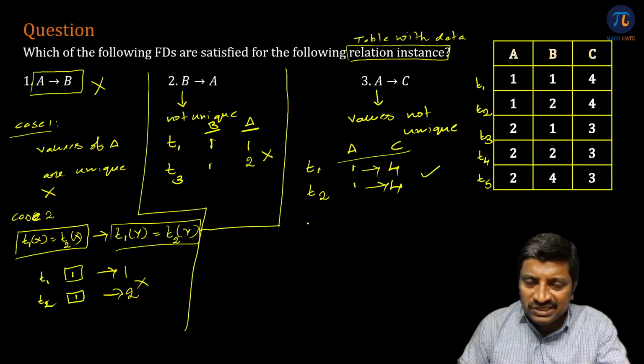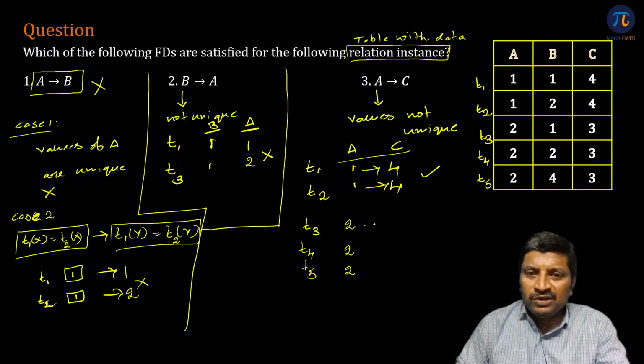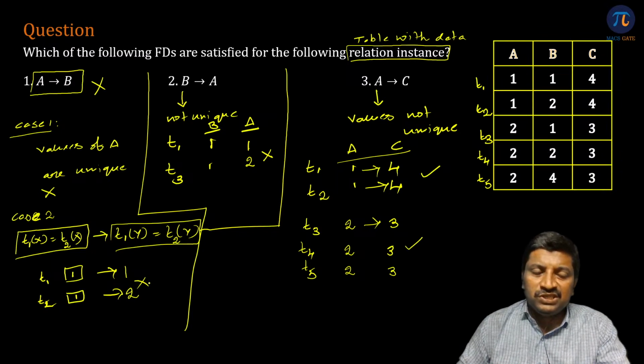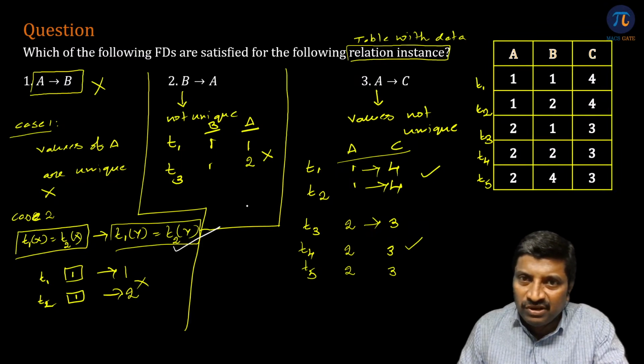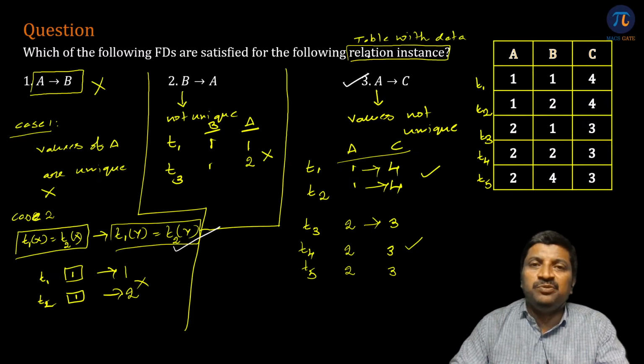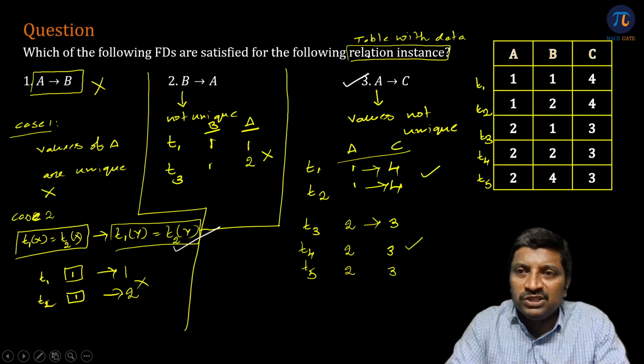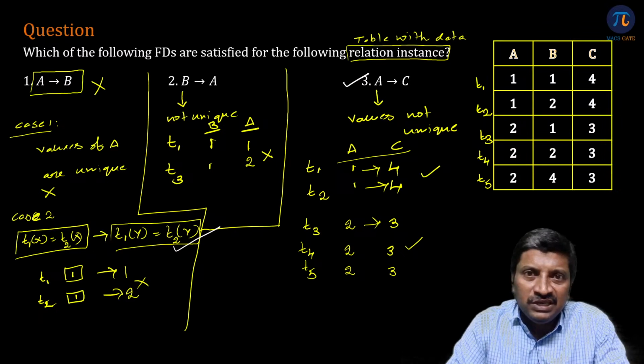So let us consider the second duplicate. I think the third row, fourth row, fifth row, in which I have 2, 2, 2. What are the corresponding values of C? 3, 3, 3. They are the same. So this condition is satisfied. When there are two tuples with the same values, then the other attribute also will have the same values. So this is the only functional dependency which will hold on this particular instance. Is that clear?